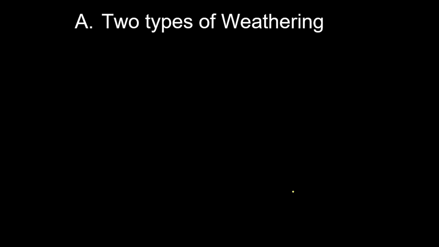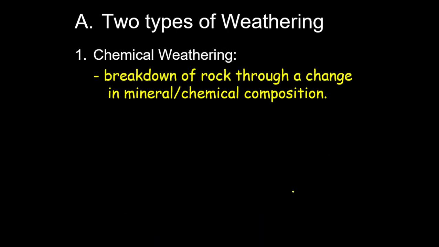So on to the types of weathering. There are two major types of weathering. The first one is going to be chemical weathering. Now, whenever we think of chemical weathering, it is a form of breaking down the rock, but now we're going to affect the minerals or the chemical composition of the rock, meaning not the physical form of it, but chemical, what it's actually made of, that composition.